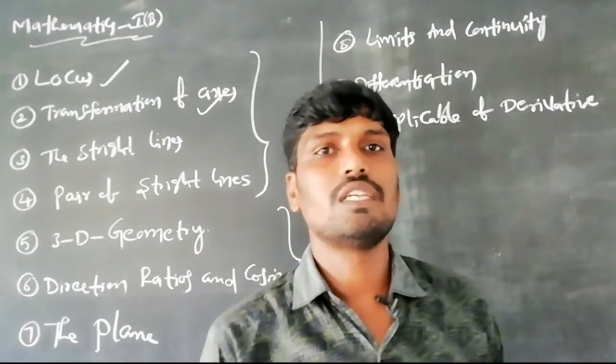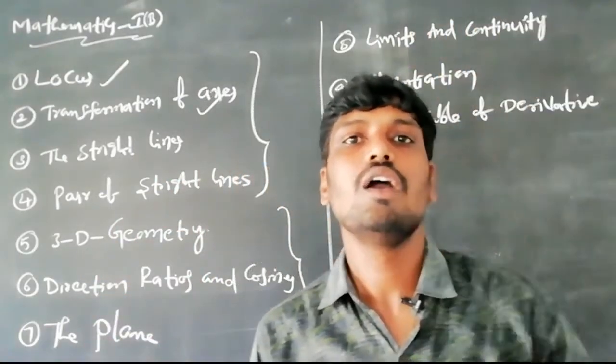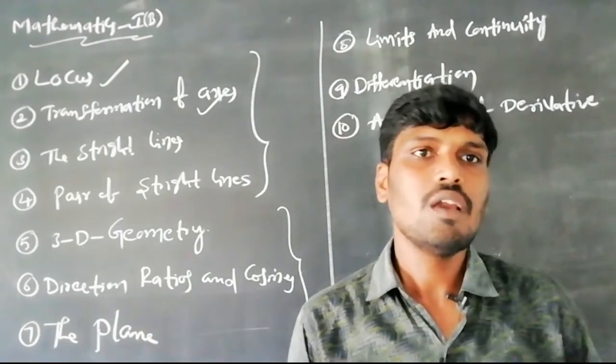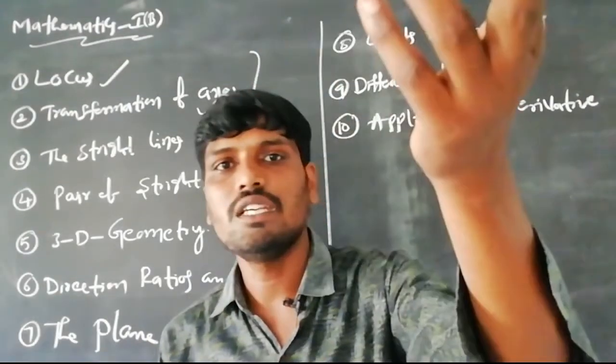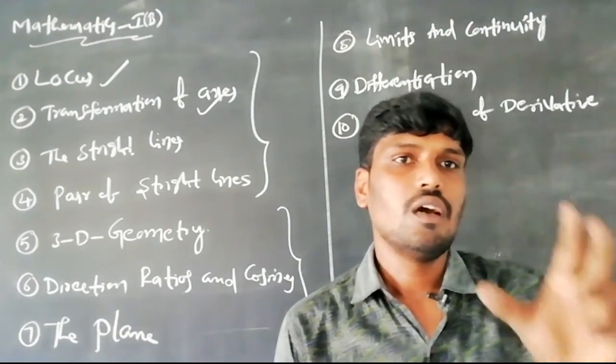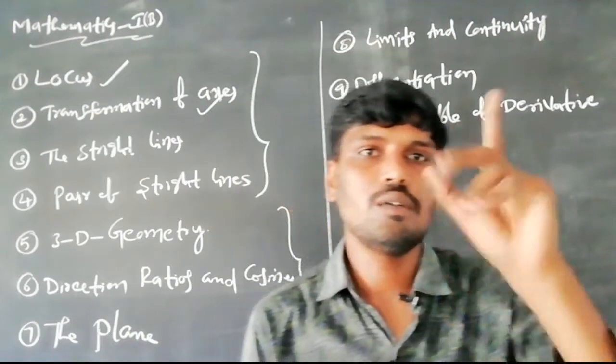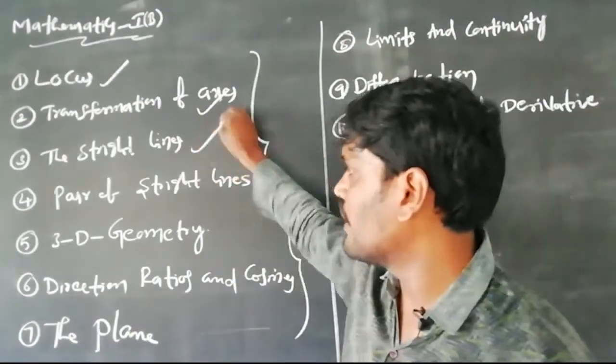What is the meaning of rotation? Rotation is where the origin is unchanged and the direction of the coordinate axes is changed. What is translation? The origin is changed and the direction of the coordinate axes is unchanged. Learn translation and rotation well, and you get maximum marks in EAMCET.